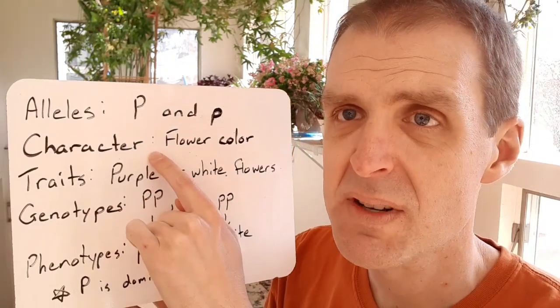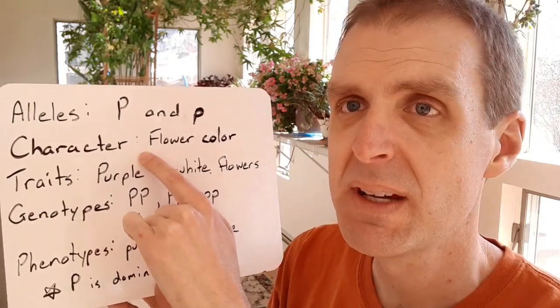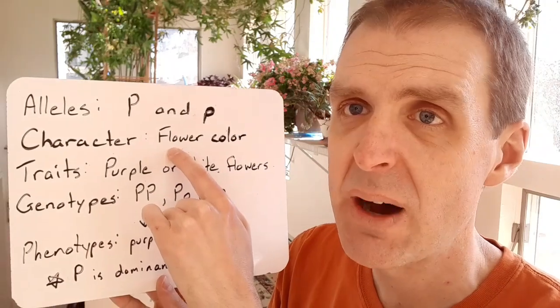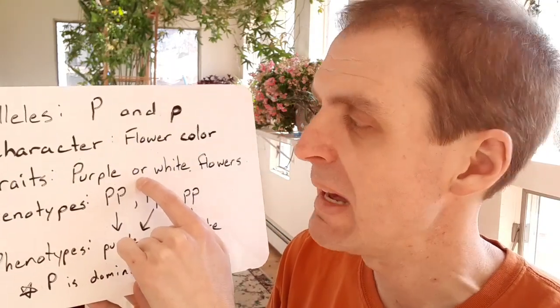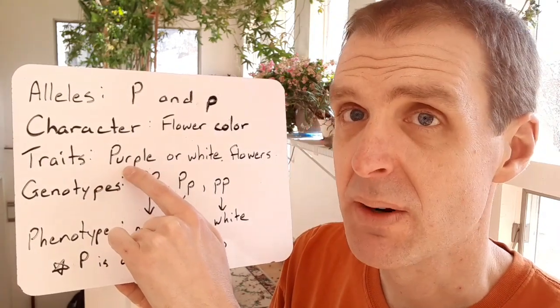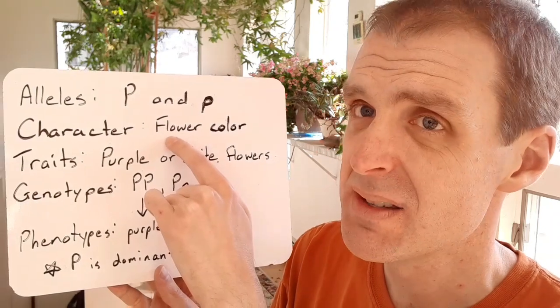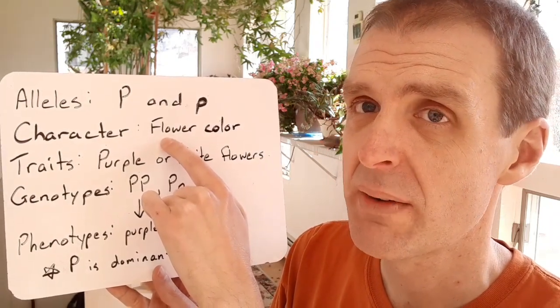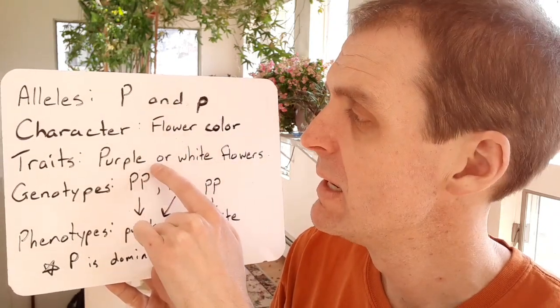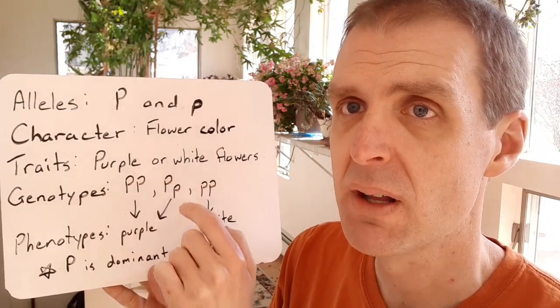Moving on, the next word is character. When Gregor Mendel was working with pea plants, one of the characters was the flower color. The flower color would have a trait, and that trait would be either purple flowers or white flowers. So the character is the color, whatever color the flower is. The traits are the possibilities for flower color.